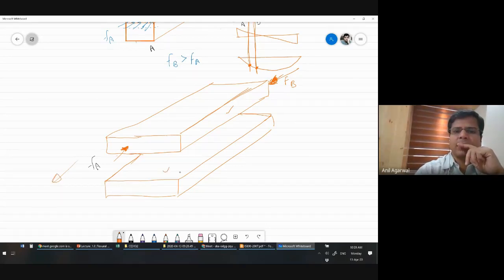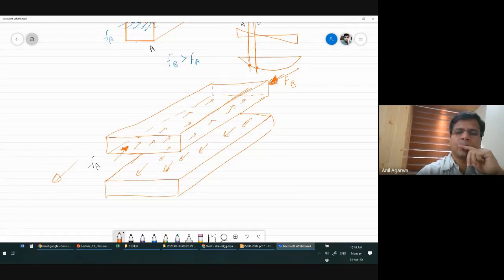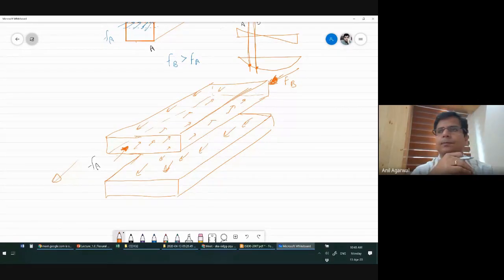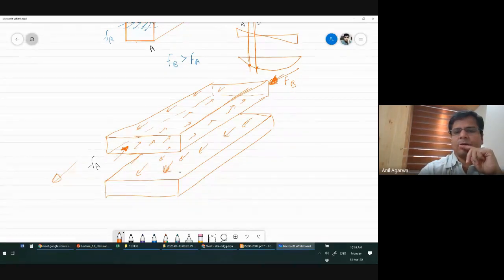So if I can draw the lower surface of this plane, there will be stresses acting at that lower surface in this direction. These are shear stresses applied by the lower strip. So the lower strip is observing the same shear stress in this direction. Agreed? Similarly, this strip on its top surface would be observing a stress in this direction. Correct?